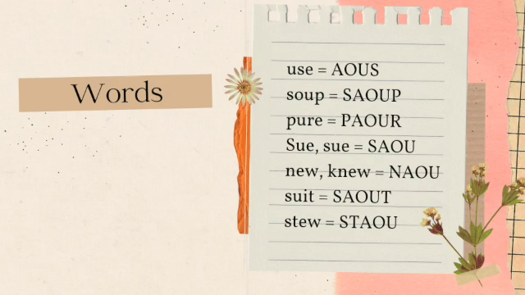Here are examples of words using the long U. We have use, soup, pure, sue, that's a name, and then the other one is sue, that is to institute legal proceedings against a person or institution, typically for redress. And then new, which is the opposite of old, or that is recently introduced, and new, that is past tense for no.